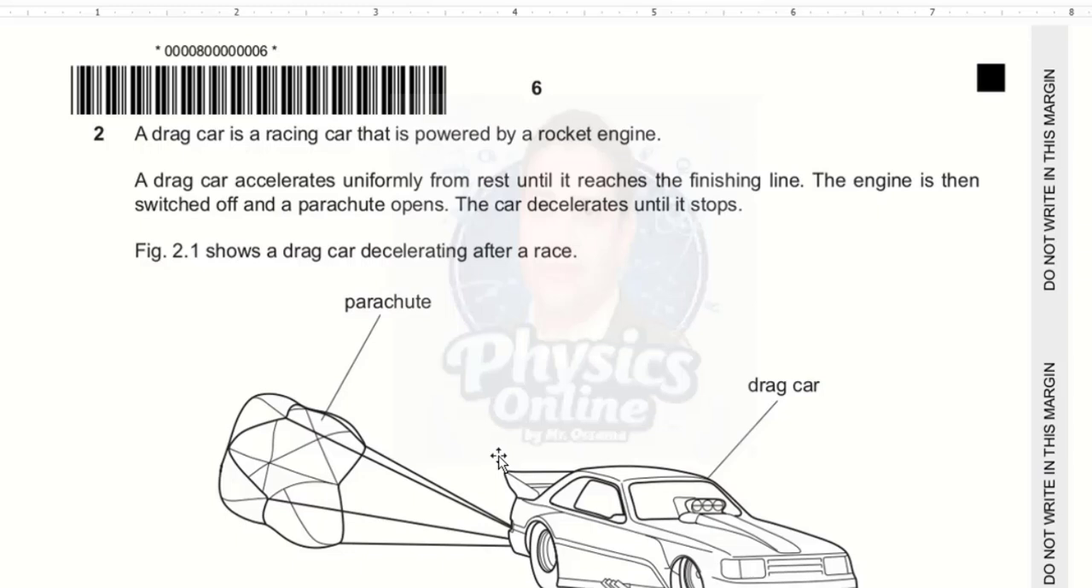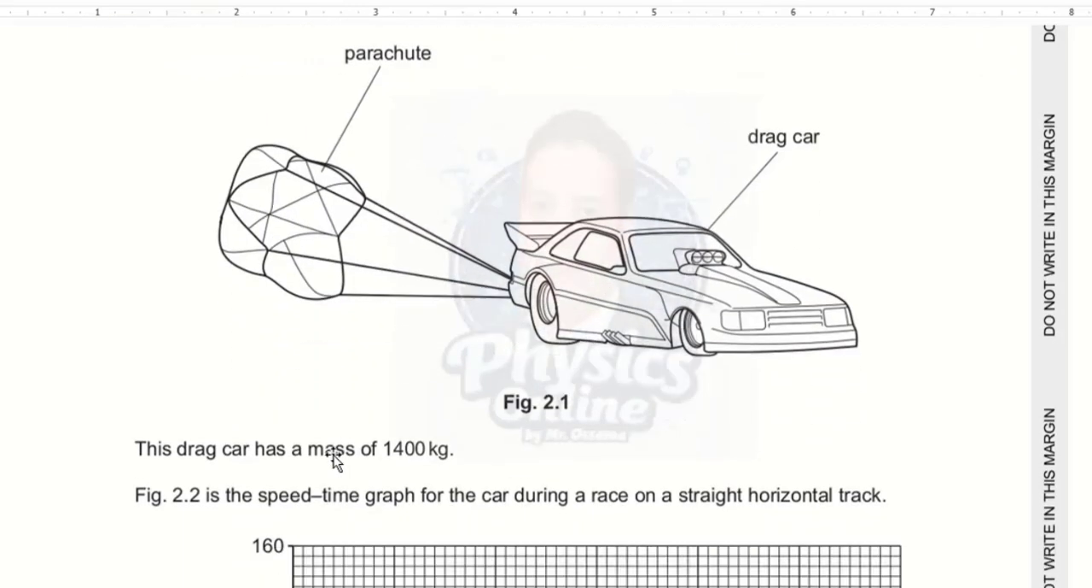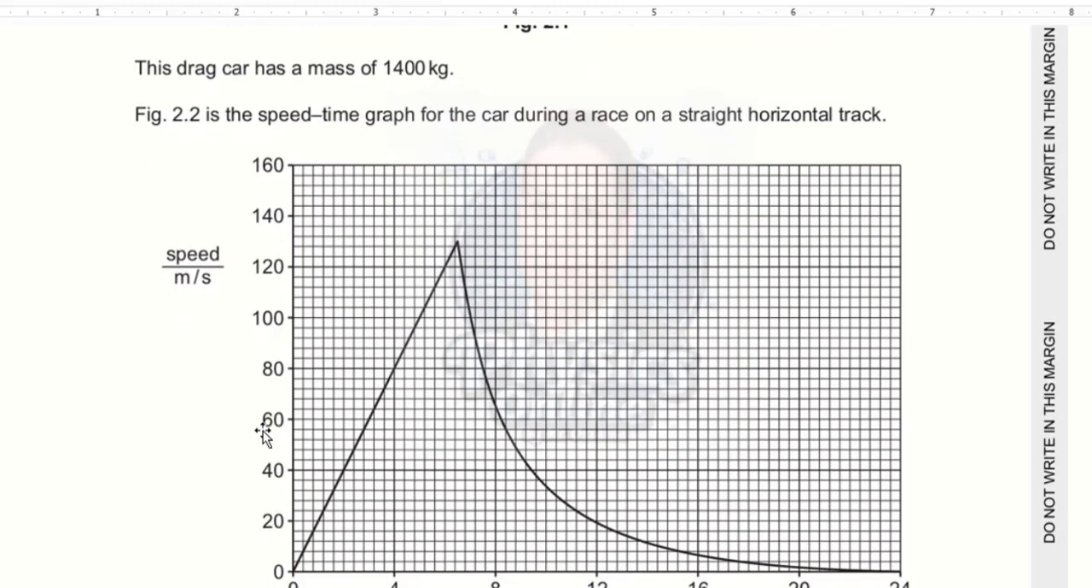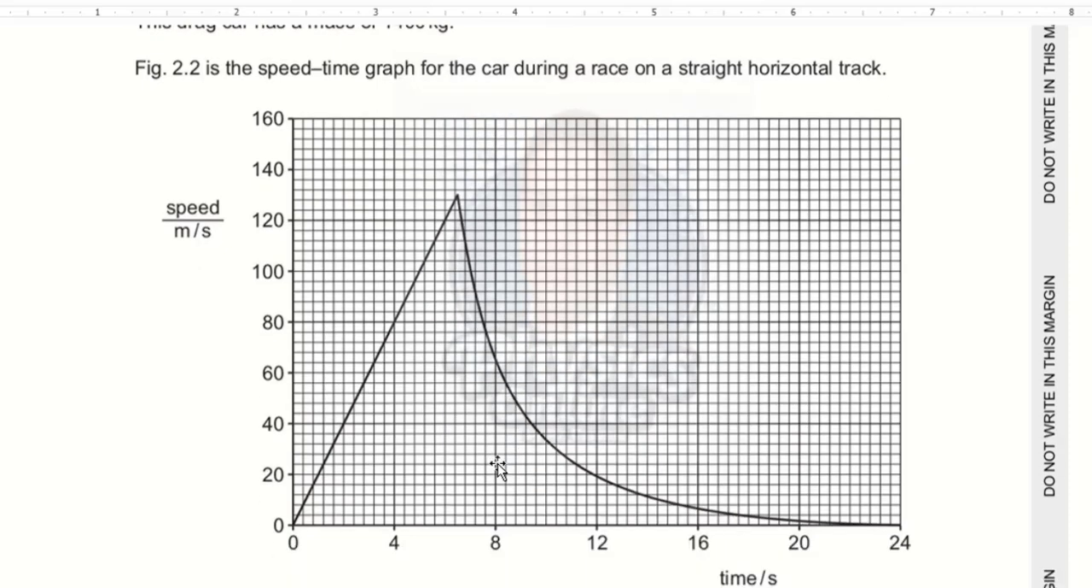A drag car is a racing car that is powered by a rocket engine. A drag car accelerates uniformly from rest until it reaches the finishing line. The engine is then switched off and the parachute opens. The car decelerates until it stops. Figure 2.1 shows a drag car decelerating after a race. The car has a mass of 1,400 kg. Figure 2.2 is the speed-time graph of the car during a race on a straight horizontal track.